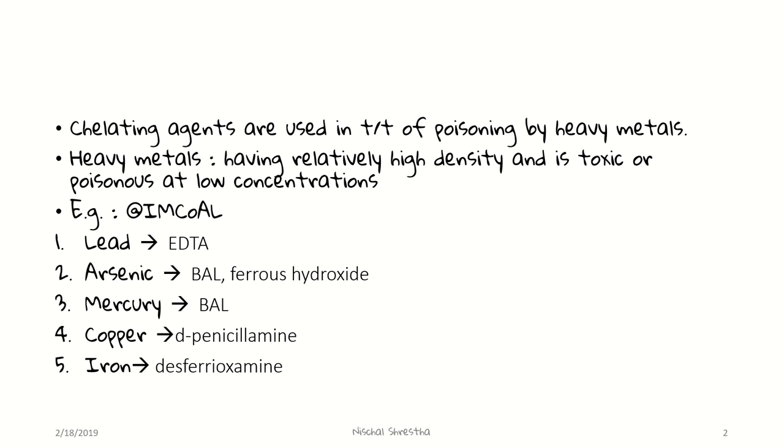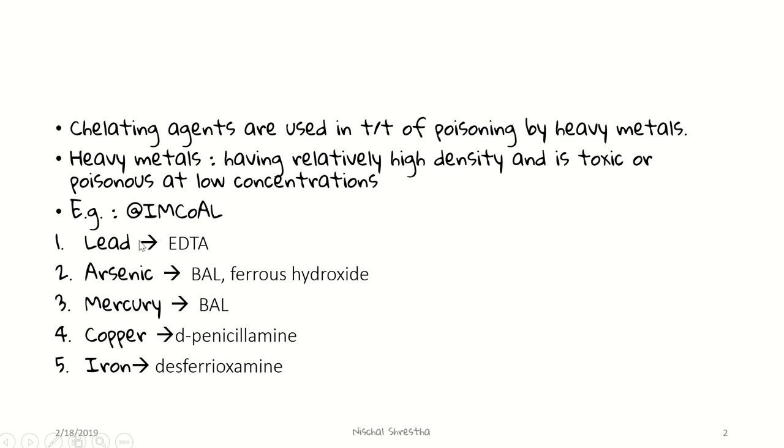Here I mentioned the names of 5 important metals. Actually, arsenic is not a pure metal. Arsenic is a metalloid. We can say it is a semi-metal, but we discuss it under the category of heavy metals in forensic. The important 5 metals that we have to know about, and I have mentioned the mnemonic.